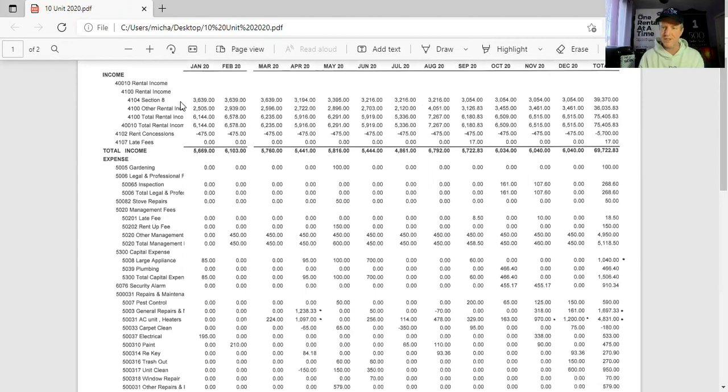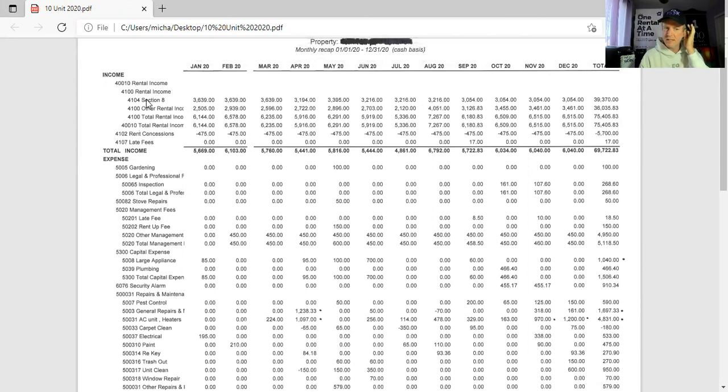So this has a lot of Section 8 in it. You can see that line here. Section 8, 4104, that's the code inside the program. You can see the monthly totals ranging from probably $3,000 up to $3,600, so we probably had some turnover or adjustments. The next line item is other income. This is obviously cash, if you don't know. So that's the cash total.